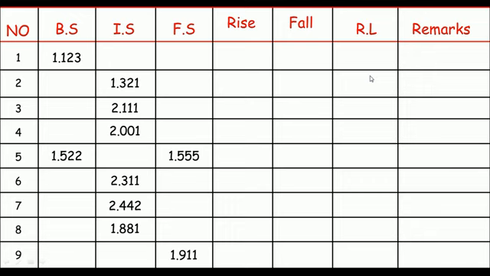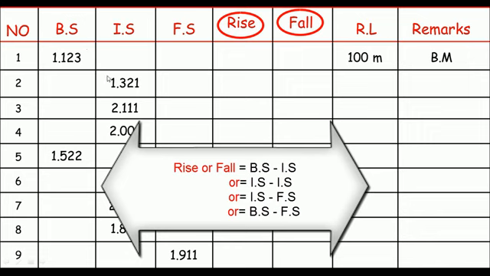The main purpose of solving this table is to calculate the RL of each point. Remember, the backside is always taken at a benchmark, so the first RL must be known. As the RL of the first point is known, we need the RL of all the remaining points from 2 to 9. To calculate the RL of all these points, we need the rise and fall of each point. To calculate the rise and fall of each point, we start by subtracting the intersides from backsides, like BS minus IS. This will give us the rise and fall.